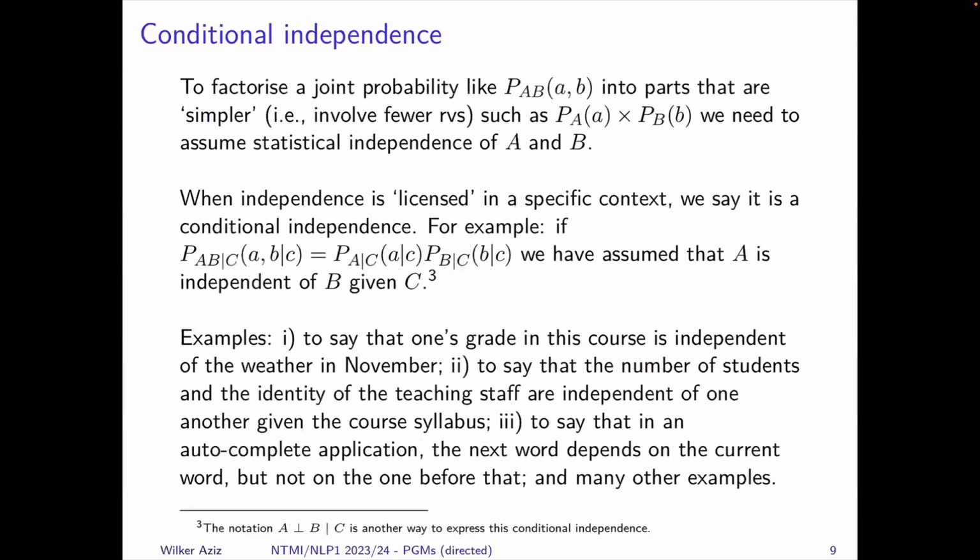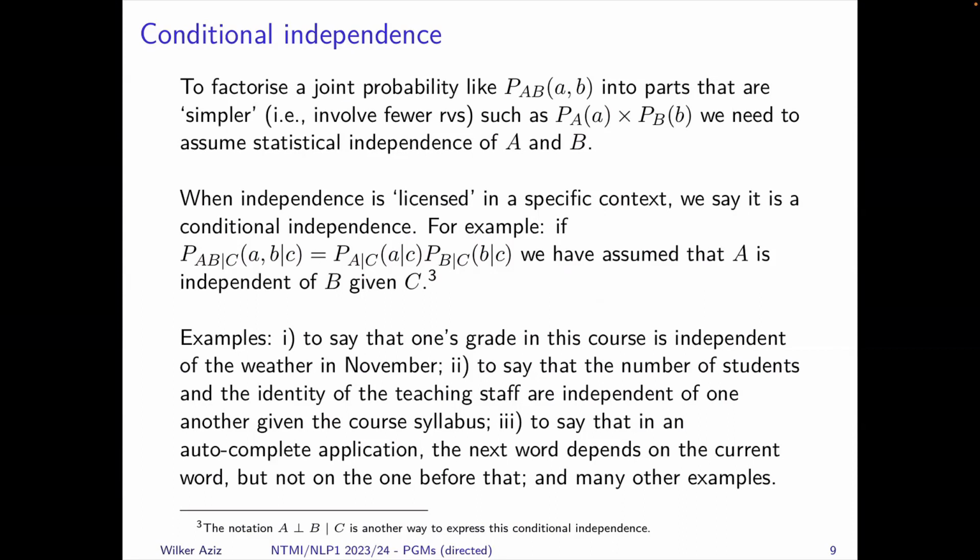Now, to factorize a joint probability like P(A, B) into parts that are simpler, and my notion of simpler is that they involve fewer random variables, such as P(A) times P(B), we need to assume statistical independence of A and B. That's the definition of statistical independence of A and B. Their joint probability, or the joint probability of any joint assignment, factorizes like that: an independent assignment for A and an independent probability for B.